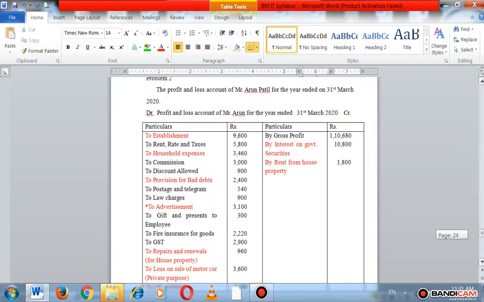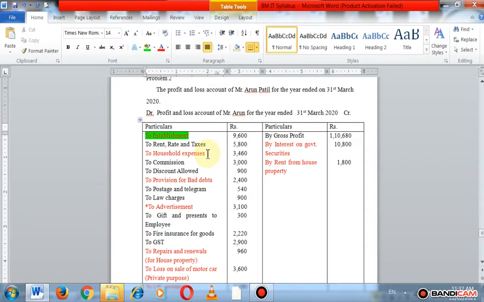Then household expenses. Okay, so here make a symbol in front of establishment expenses, because we have taken it into consideration while computing the business income. So again we cannot take establishment expenses into consideration for finding the business income. Once taken into consideration, the second time it will not be taken, so we highlight the establishment expenses by green color.